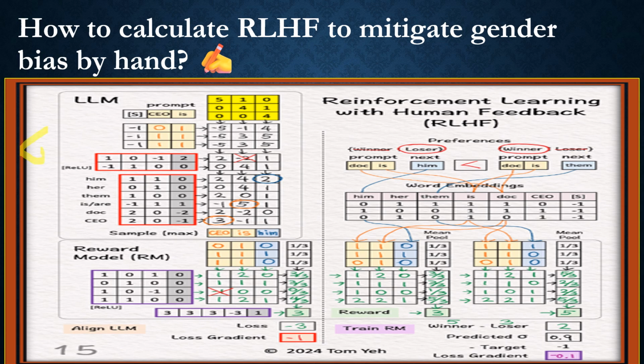Sigmoid of 2, that is, we are taking e raised to the power 2 over one plus that, which is 0.9 here, right? So then we calculate the loss gradient here, that is 0.9 minus 1, that is minus 0.1. The target is 1 because we want to maximize the reward gap. And then run the backpropagation and gradient descent to update this RM's weights and biases, right? Then we work on aligning the LLM. So update the weights to maximize the rewards.